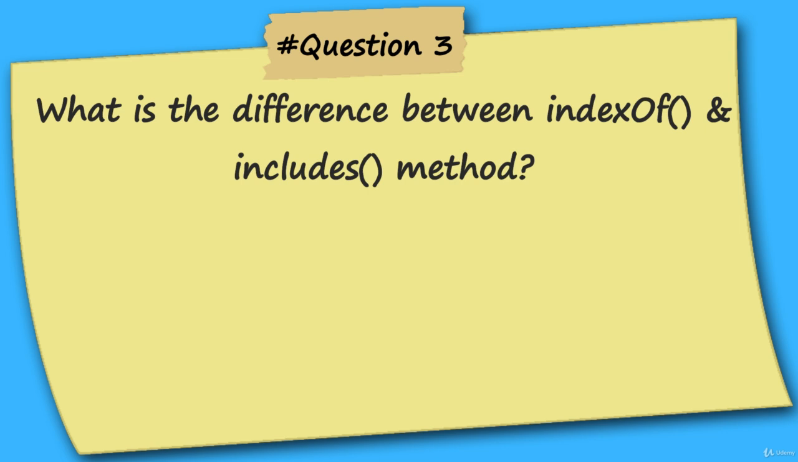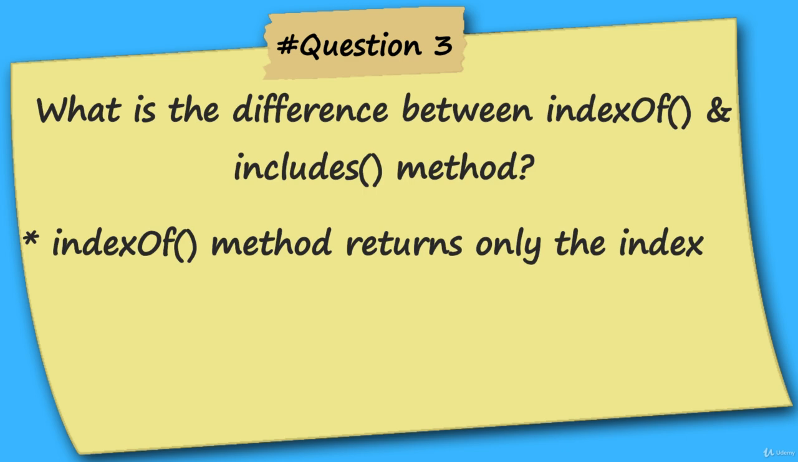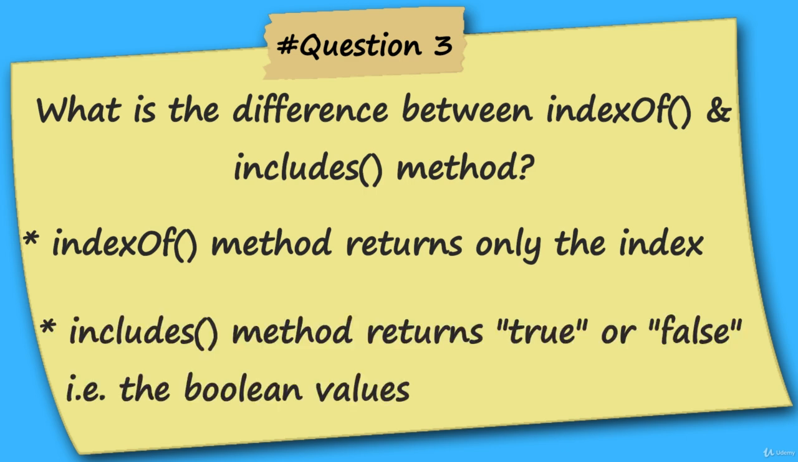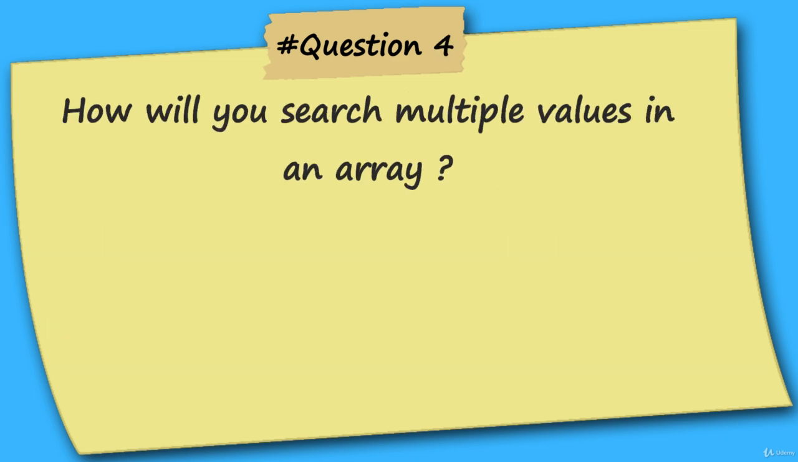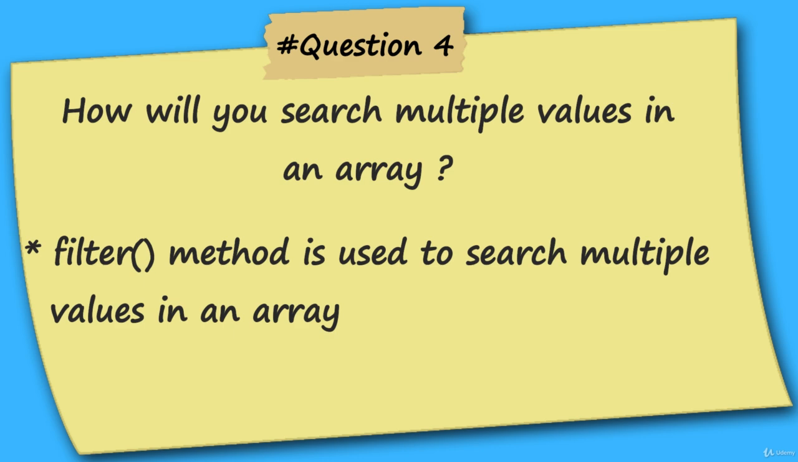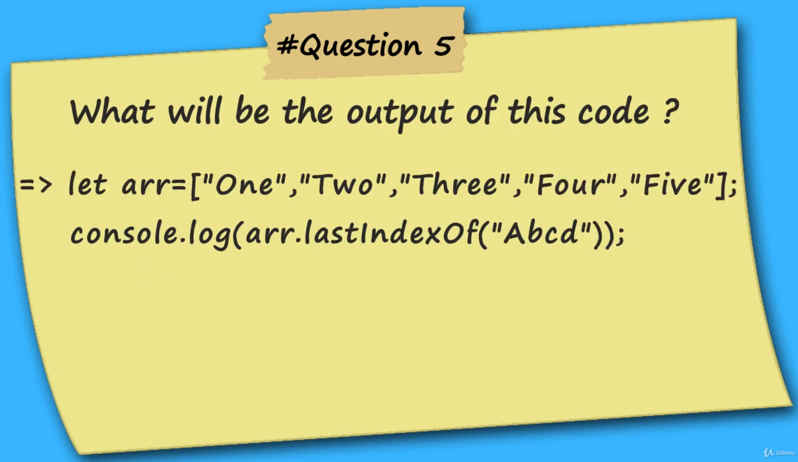The third question is, what is the difference between the indexOf and includes methods? indexOf returns the index, whereas includes returns true or false, that is, a boolean value. The fourth question is, how will you search multiple values in an array? That's where the filter method is useful. So you can talk about the filter method in that case. And then there is this piece of code, and the question can be, what will be the output of this code?